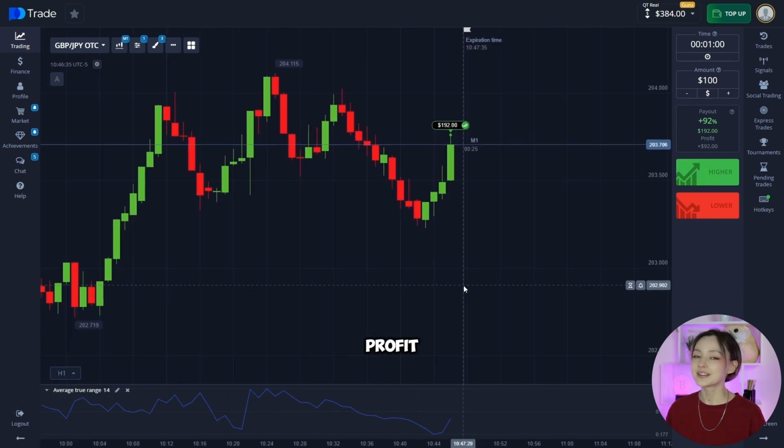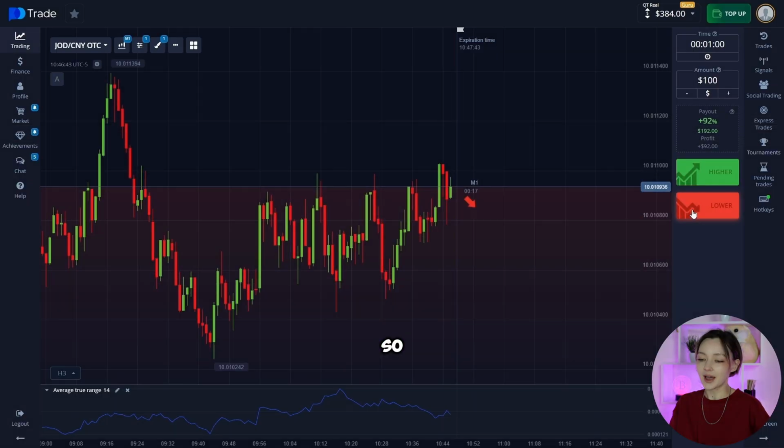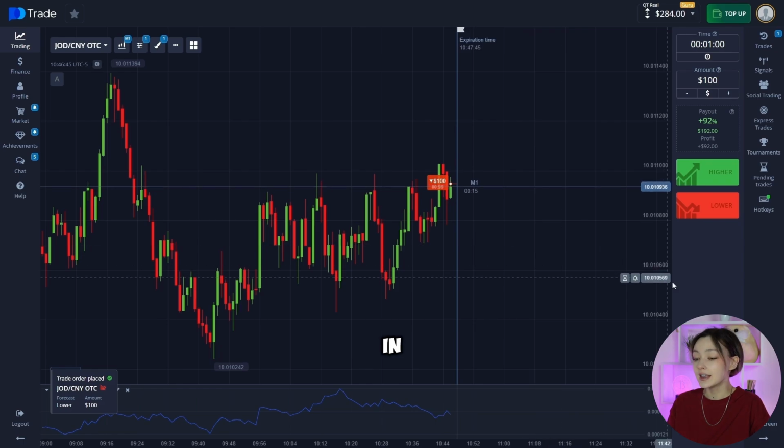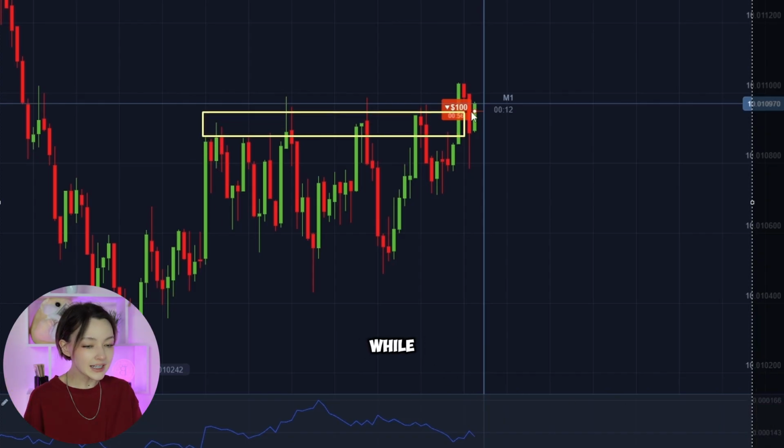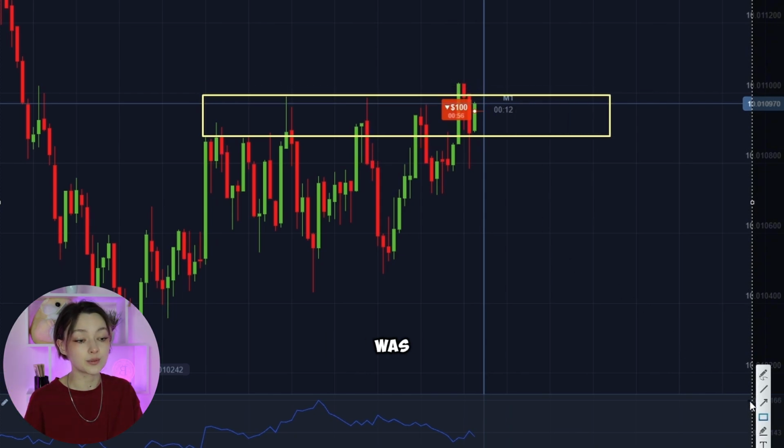The trade closed in a profit. Let's carry on. So I'm placing a 1 minute trade downwards. In this case, I can see that the price has reached the resistance area, but while it was approaching our level, the ATR was bearish. This indicates that there will likely be a pullback from this level.